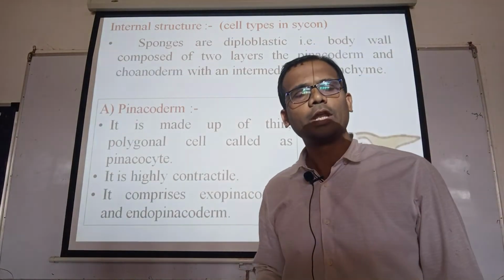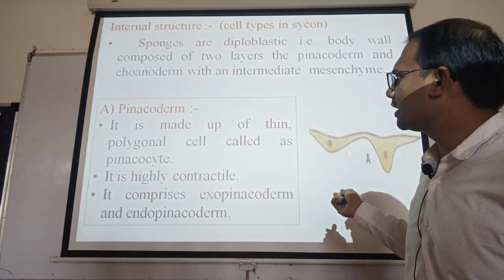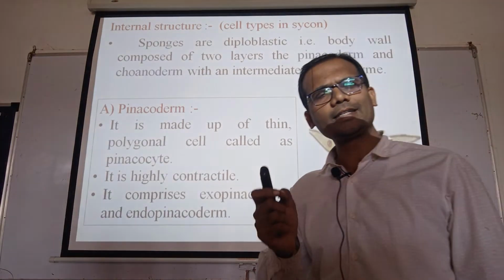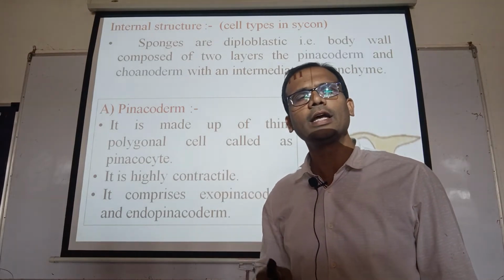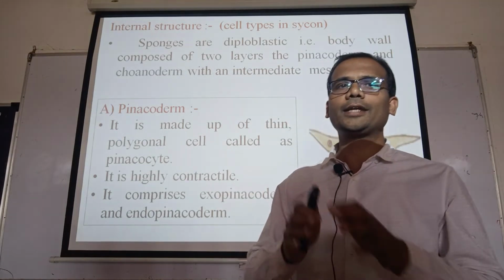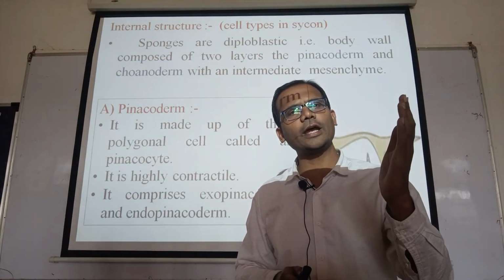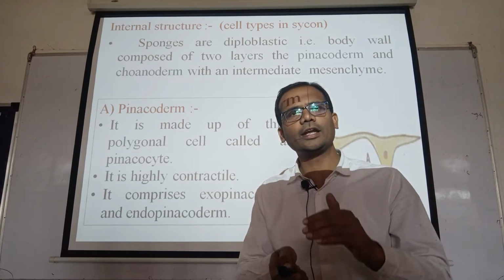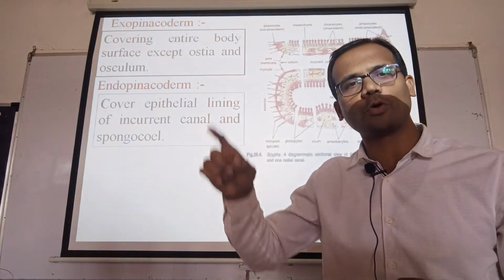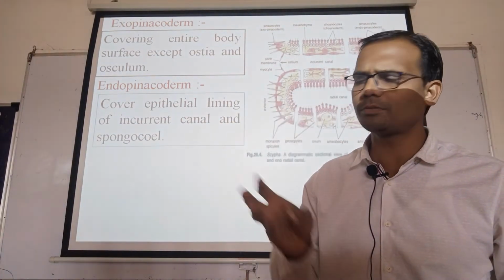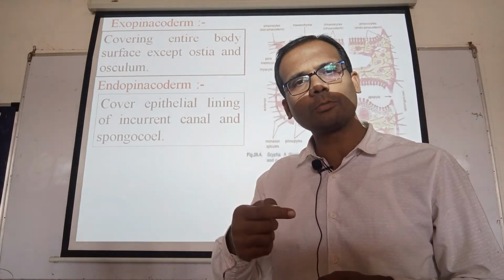First is the pinacoderm. It is made up of thin polygonal cells called pinacocytes. It is highly contractile, meaning they can expand and contract. The pinacoderm has the exopinacoderm and endopinacoderm. Exo means present in the outer area, and endo means present in the inner area. The exopinacoderm covers the entire body, except where the pores are present, that is, the ostia. Through those pores, water goes inside the body.